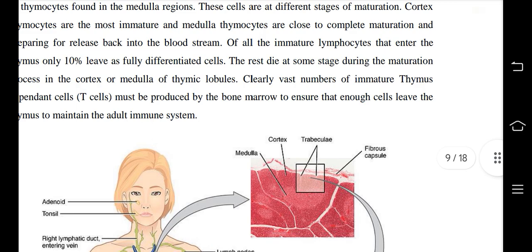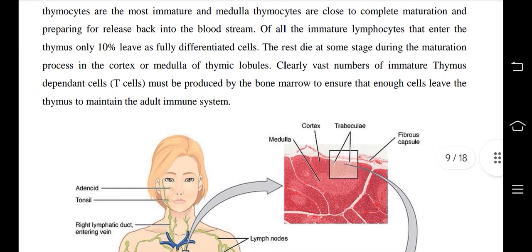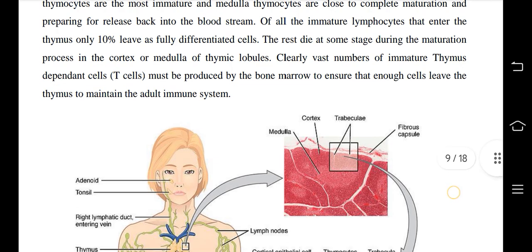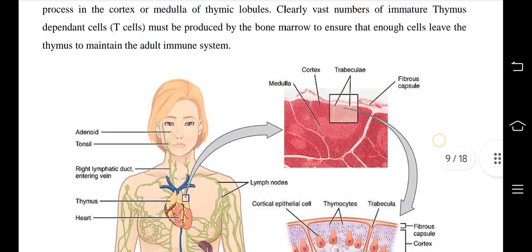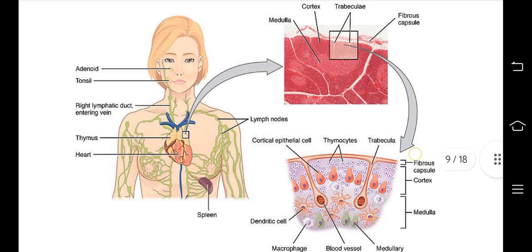Clearly, a vast number of immature thymus-dependent cells must be produced by the bone marrow to ensure that enough cells leave the thymus to maintain the adult immune system.